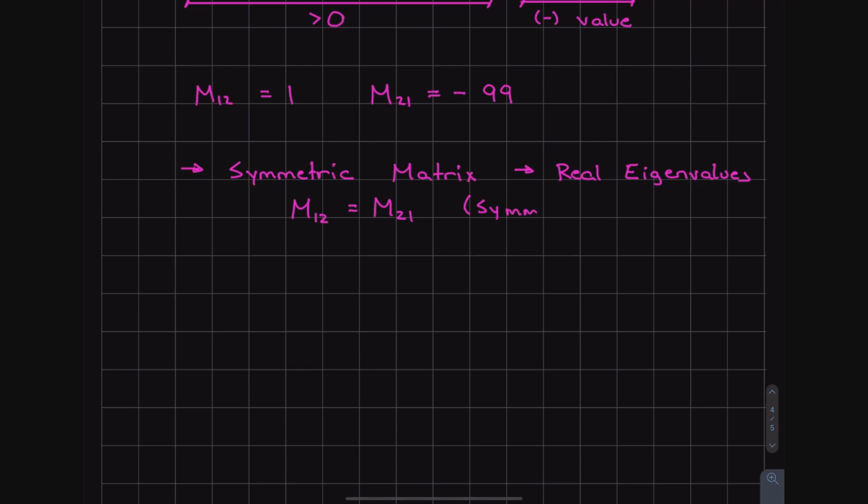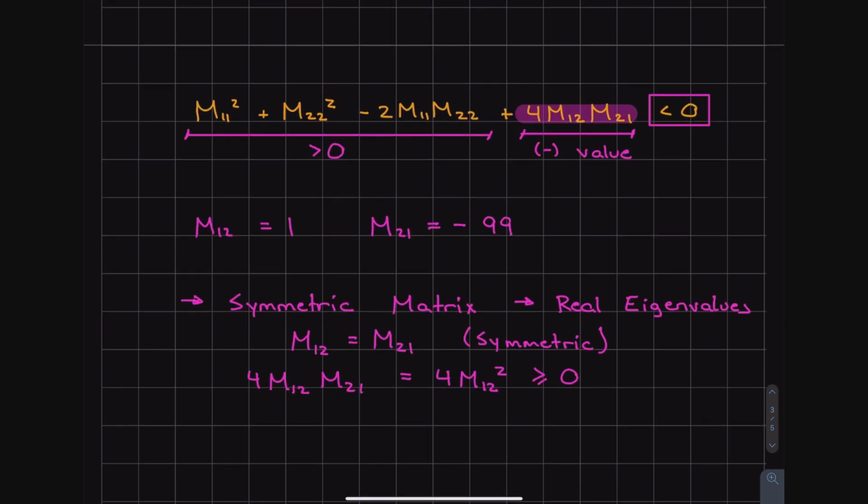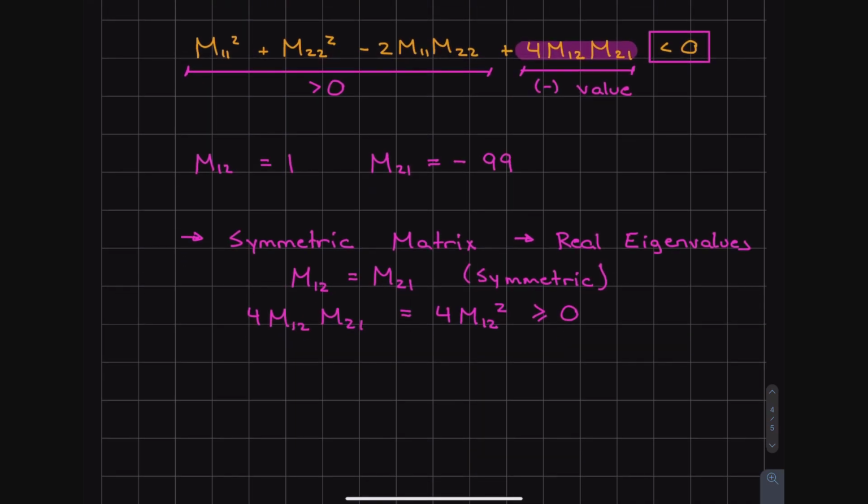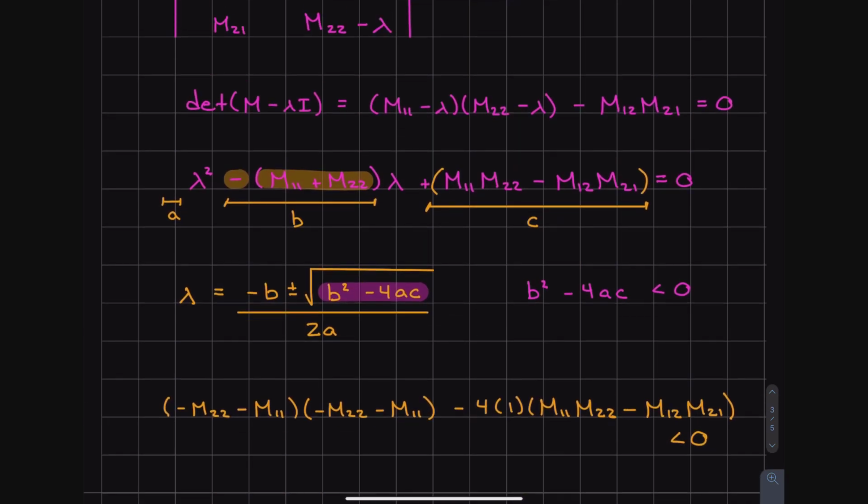So if we look at that component right there, where we had 4 m12 m21, and it's symmetric, this is just going to be equal to 4 m12 squared, which should always be greater than or equal to 0. There's no possible way to get that component negative. And if we can't get that component negative, then this whole statement above will never be true. And since that'll never be true, there's no possible way to get complex eigenvalues.